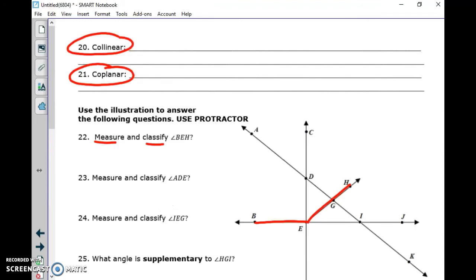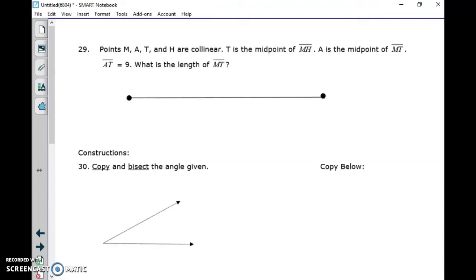we have, points M, A, T, H are collinear. T is the midpoint of MH. So you need a label. M and H, T is a midpoint. Okay, so what we want to do is label it. Now we're going to eye this. It did not say the word construct, so we do not need to use a compass and a straight edge. You're just kind of eyeing it, which is fine for now.